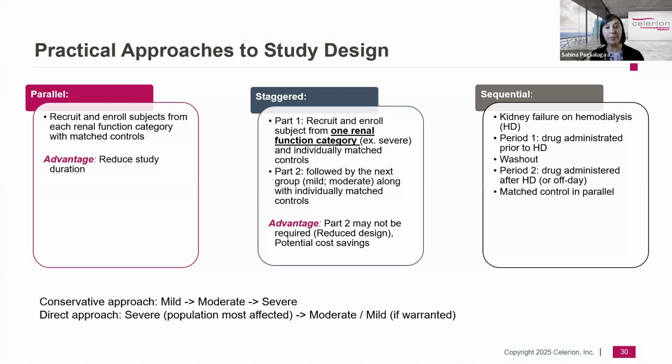The more conservative approach is to start off in the mild renally impaired group, gain information about drug safety and drug PK, and then move into the moderates and then the severes. Whereas a more direct approach is to start off with the severes and the matched controls, as this may be the most affected population, and then move towards the moderate or mild groups if warranted. Now, the approach will depend on the study drug safety profile and whether you are planning to do a full or reduced study design.